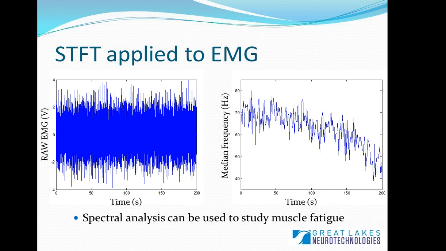Here's a physiological example. This is some EMG data that was recorded while someone was giving a sustained contraction over 200 seconds. The signal looks the same all throughout. However, if we do a spectrogram on it and then look at the median frequency over time, you can clearly see fatigue setting in and how the median frequency starts out around 70 hertz and then gradually decreases over time.